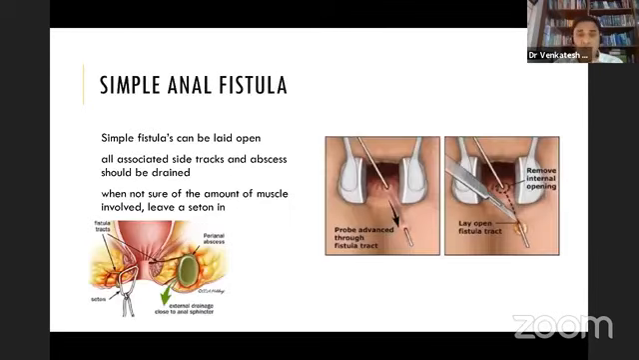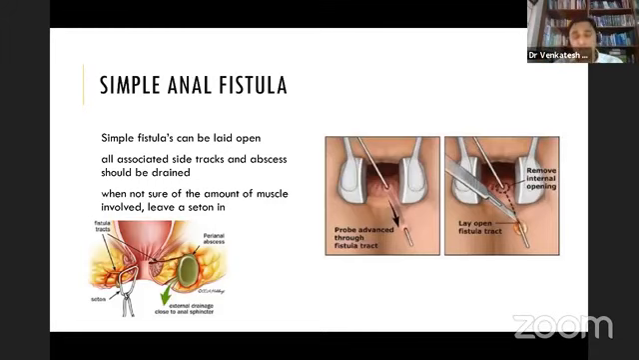So even in the simple, the important thing is to find the internal opening. That is the root, where this problem starts. The external one you can easily find. The root needs to be found and laid open. If you don't find the root, and if you just scratch on the outside or lay it open partially... sometimes I find it challenging to find the internal root because of inflammation, and the track's not clear.